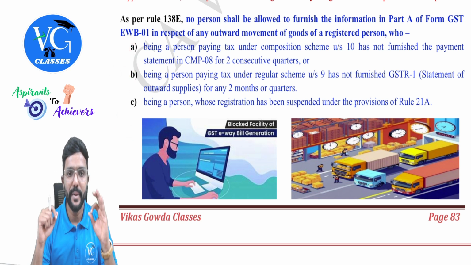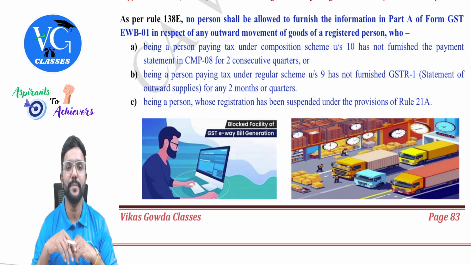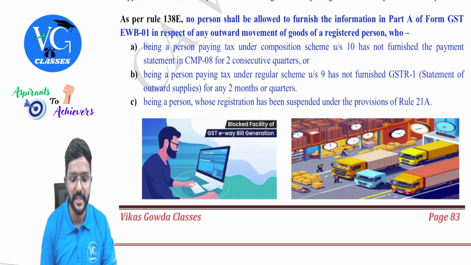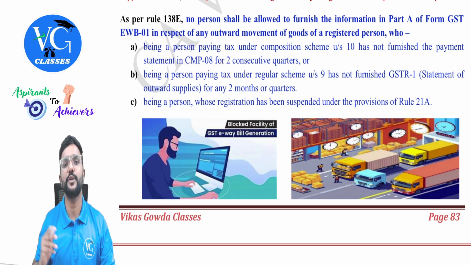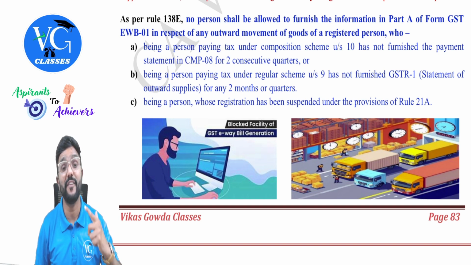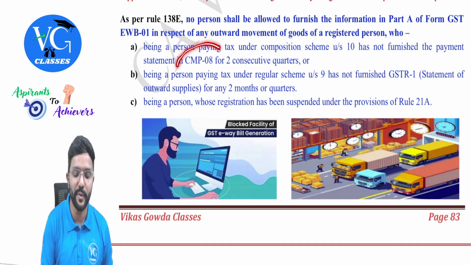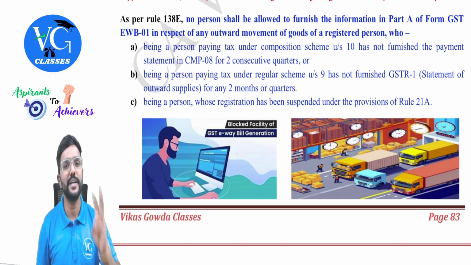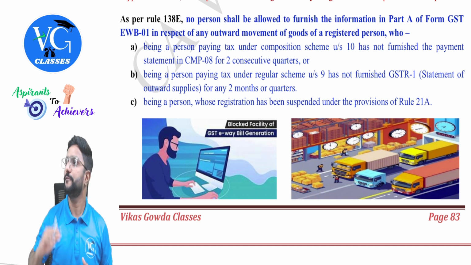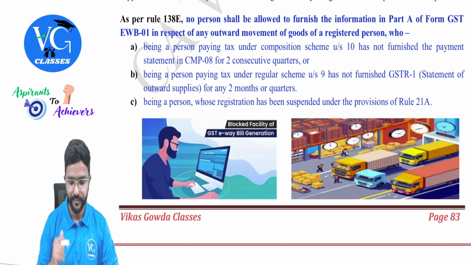Sir, what is it? Being a person paying tax under composition scheme under section 10 has not furnished the payment statement in CMP-08 for 2 consecutive quarters. So for a composition supplier, they have to pay tax quarterly and file payment statement in CMP-08. If they have not filed it for 2 continuous quarters, then their GSTIN can be blocked to generate e-way bill for their outward supply.